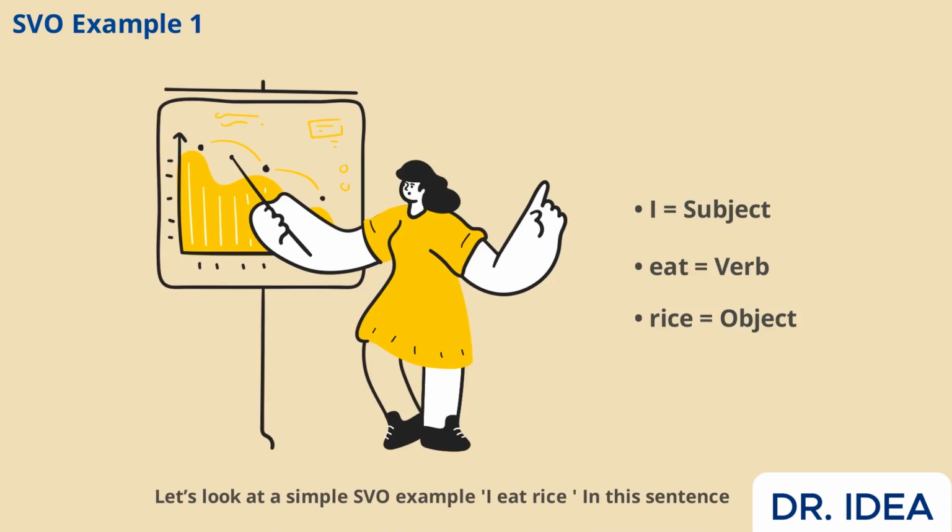Let's look at a simple SVO example. I eat rice. In this sentence, I is the subject, eat is the verb, and rice is the object. This is the most basic and clear way to express an idea in English. Using SVO helps you communicate your thoughts directly and effectively. Practice making your own sentences using this pattern to build your confidence.